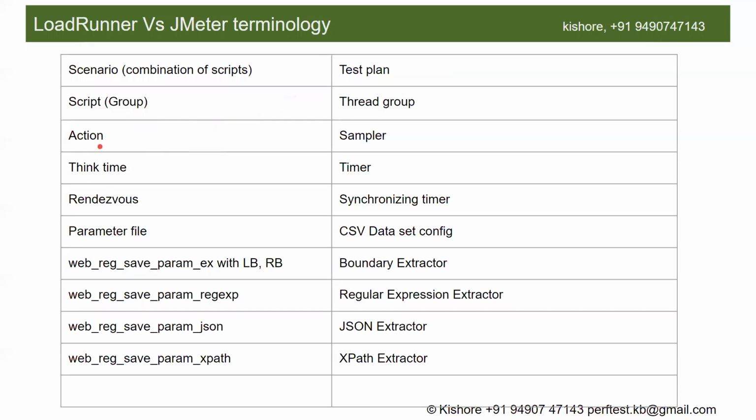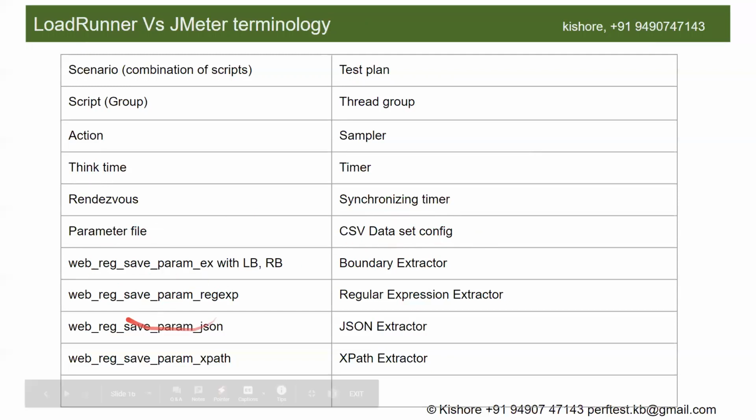LoadRunner's action is a sampler in JMeter, and LoadRunner's think time is called a timer in JMeter. LoadRunner's rendezvous point is called a synchronizing timer. So we achieve simultaneous users using the rendezvous function in LoadRunner, whereas we use a synchronizing timer in JMeter. All right. In LoadRunner, we keep all our data in a parameter file, whereas in JMeter, we keep all our test data in a CSV Data Set Config.